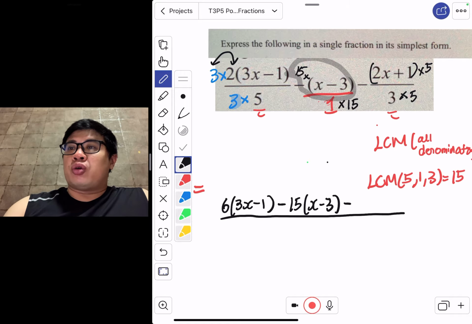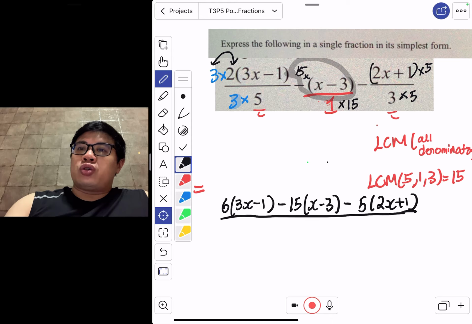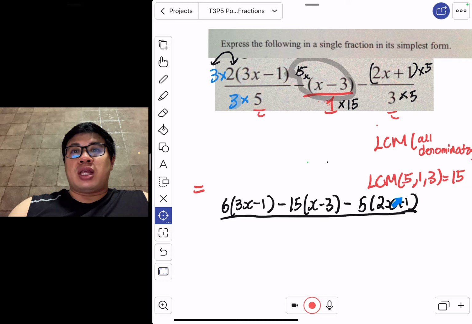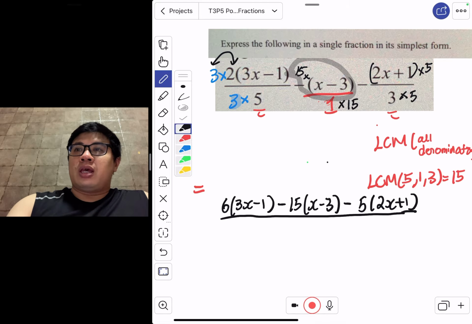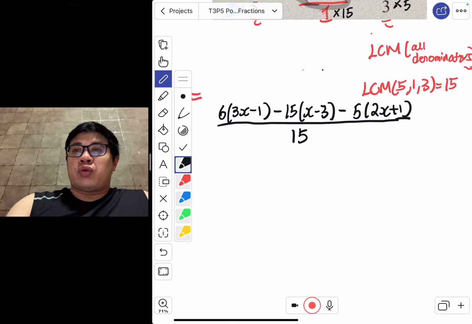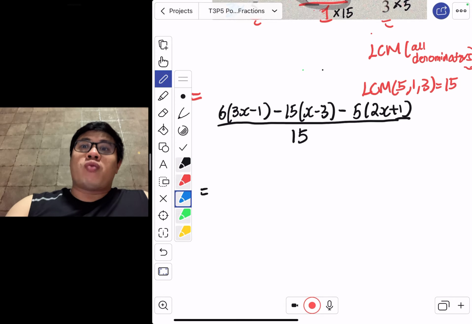I believe I told you all this in class. And 5 bracket 2x plus 1. So you know that this plus is actually not a plus, because after the minus sign activates on it, it becomes a minus. After that, this is over 15. And now this is the fraction we will want to simplify. So let's do it one by one.